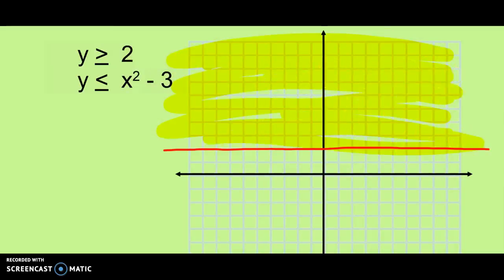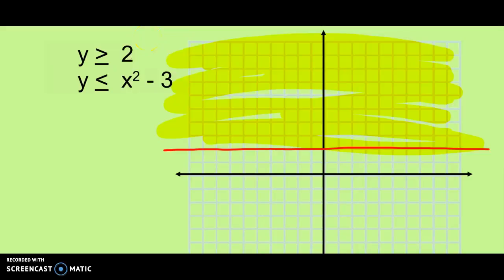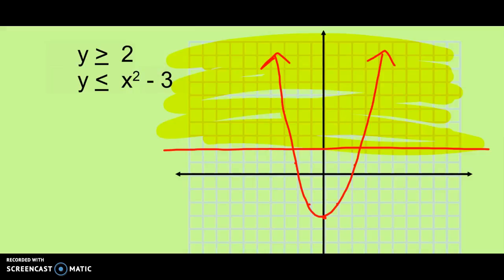And then we've got the curve now, y is less than or equal to x squared minus 3. We already did that one earlier, so I'm going to do something just like it again. All right, get the idea of it. Okay, and it's less than that. So we're going to shade less than that curve. So let's go, and I'm going to give it a different color.